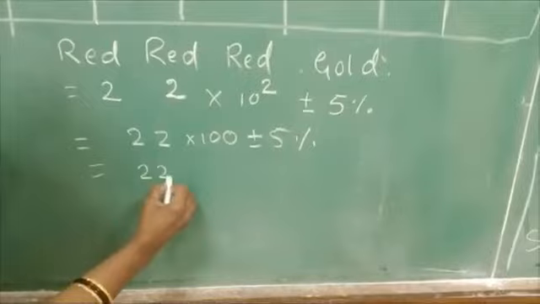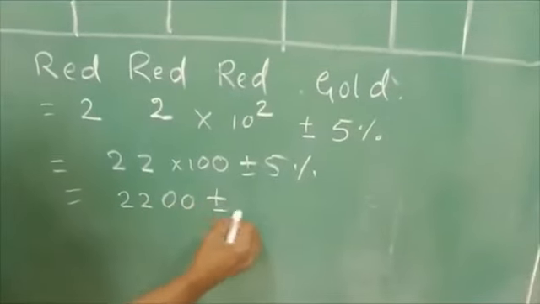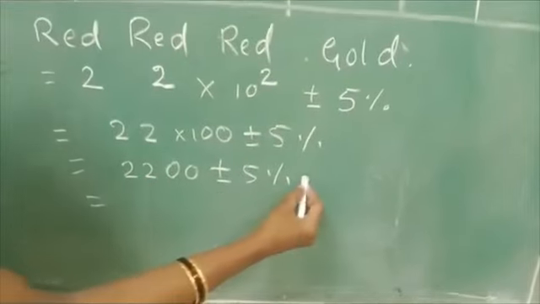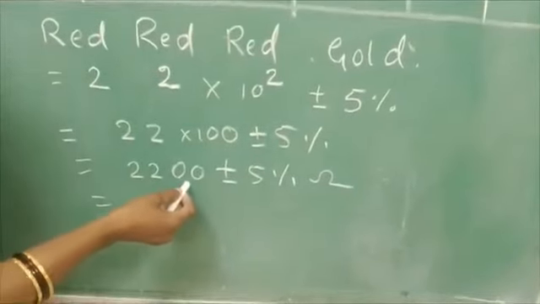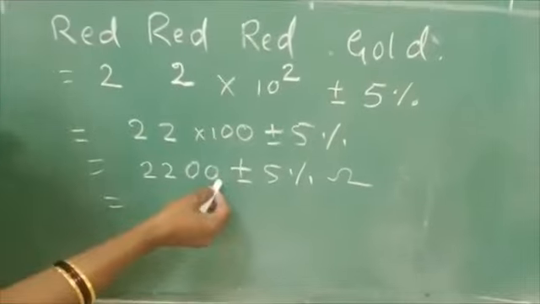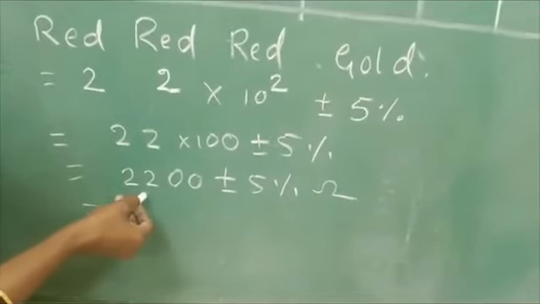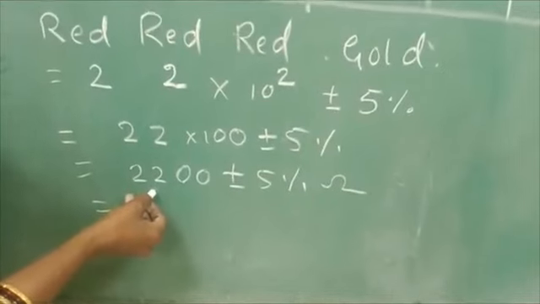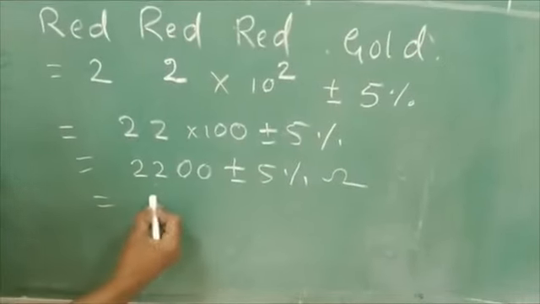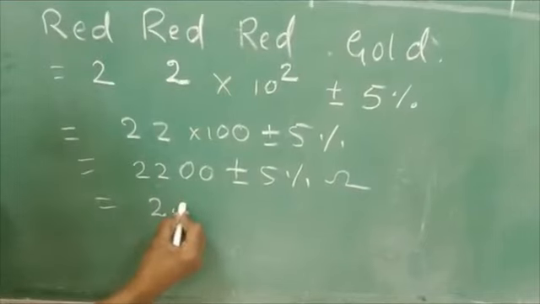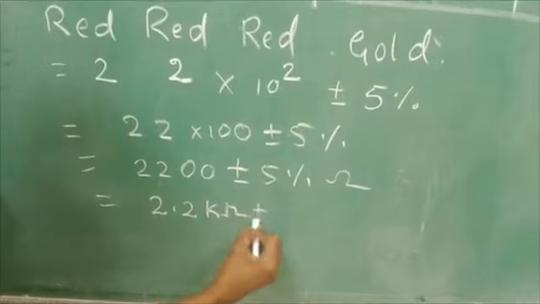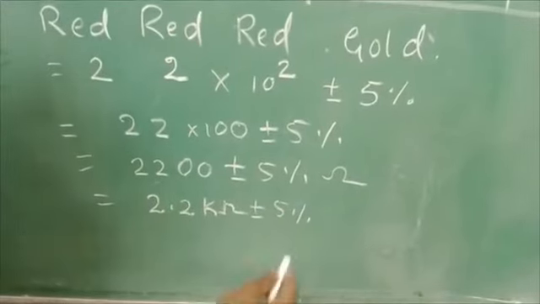So 2200 plus or minus 5%. This is in terms of ohm. If you want to convert 2200 into kilo ohm, you have to divide this number by 1000, because we know that 1 kilo ohm is equal to 1000 ohm. So if I divide this number by 1000, it becomes 2.2 kilo ohm plus or minus 5%.